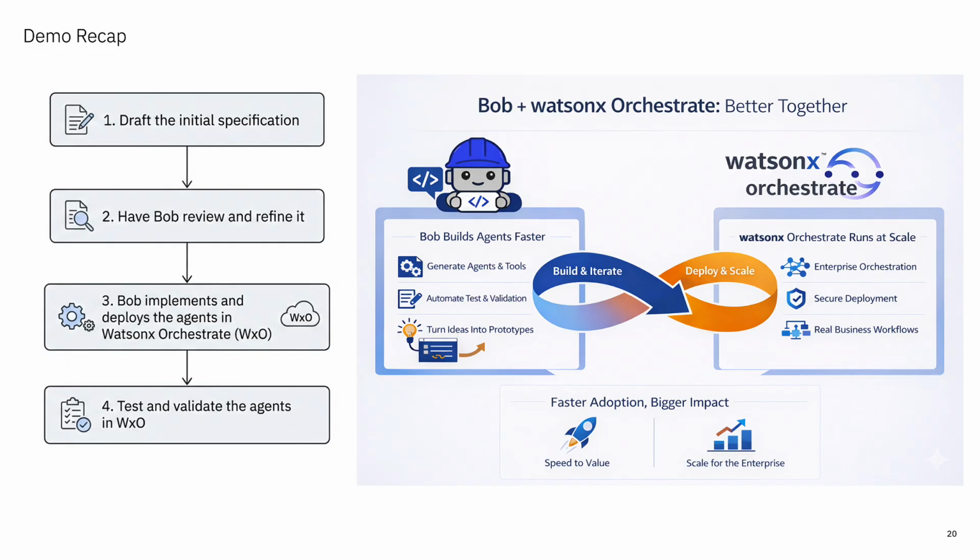All right, to wrap up, we started with a high-level specification and we used Bob to turn it into a working multi-agent system in watsonx Orchestrate in minutes. I will say this is easily the fastest watsonx Orchestrate agent I have ever built, all with Bob's help. And it's a solid starting point that we can iterate on and eventually put into production.